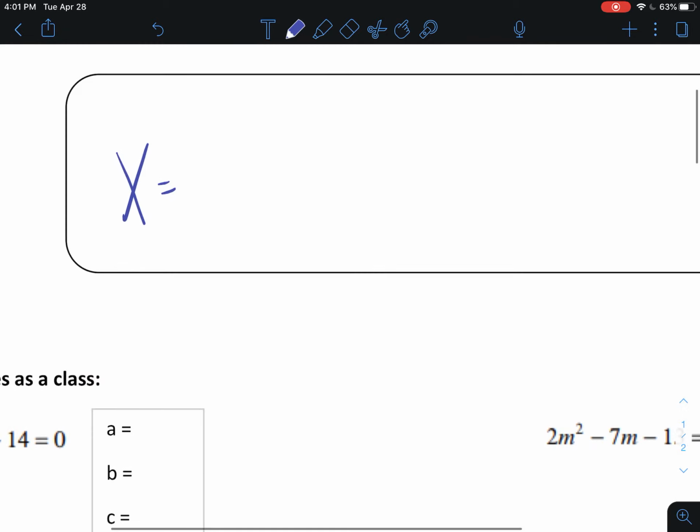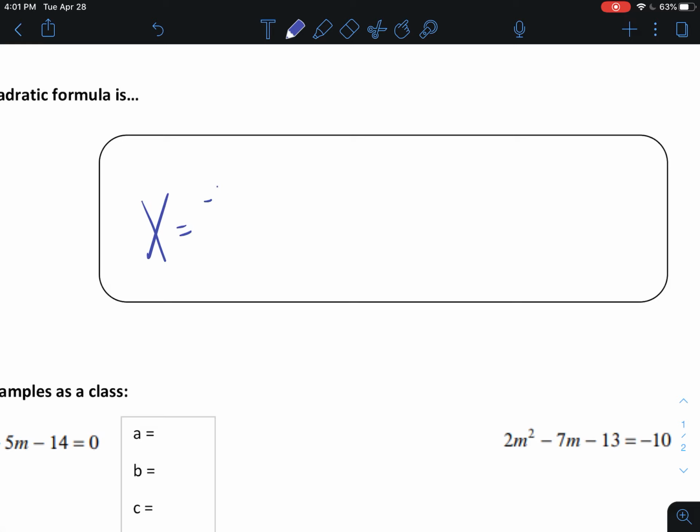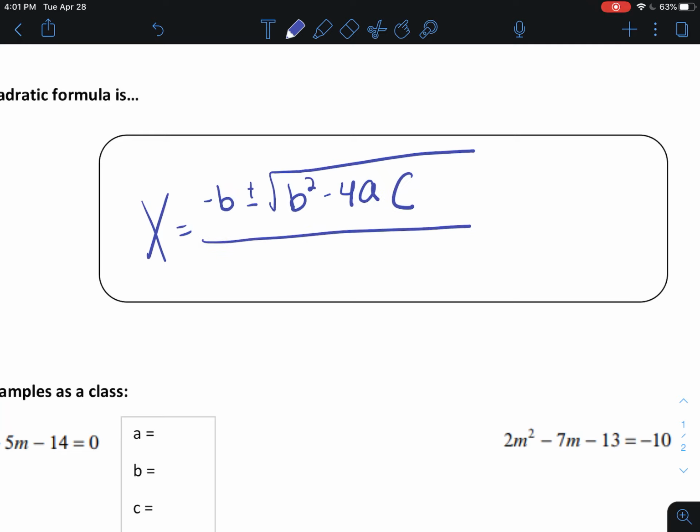X is equal to, and then I like to say the opposite of b, or negative b, and then plus or minus the square root of, then we have b squared minus 4 times a times c, and then that whole thing gets divided by 2a.